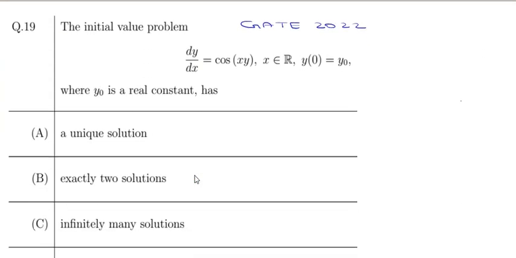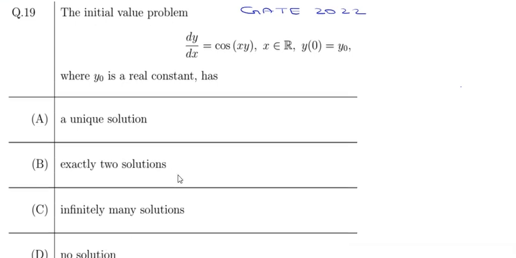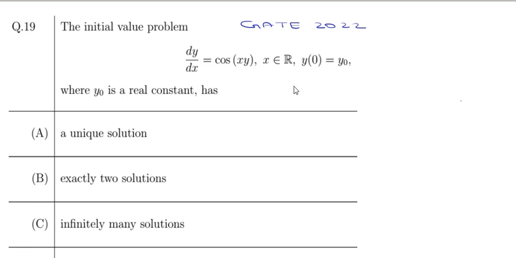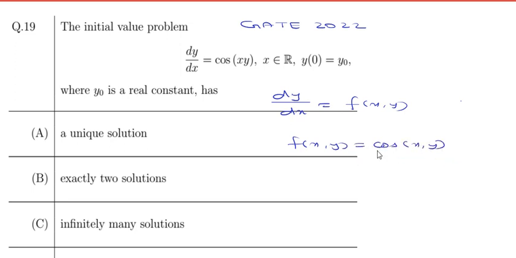So now the next problem. This is based on differential equation. The initial value problem dy by dx equal to cos of xy, x belongs to R, y of 0 equal to y0, where y0 is a real constant, has: unique solution, exactly two solutions, infinitely many solutions, or no solution. So let us see here. This is of the form dy by dx is equal to f of x comma y. So what is f of x comma y? It is cos of xy.